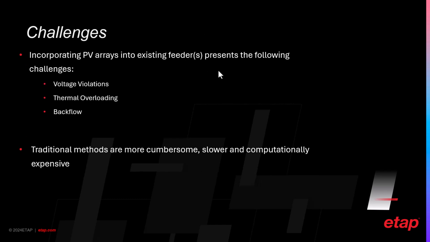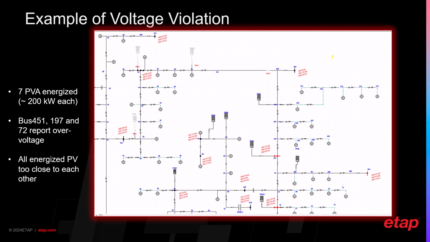So there are some challenges that accompany placement of a PV, as described in the earlier technical constraints. Voltage violations, thermal overloading, backflow are some of the challenges that exist when you place a PV. Now, trying to address these challenges in a traditional method would be very cumbersome, slow, and computationally expensive. So let me give you an example. In this case, I am looking at the IEEE 123 node test distribution system, a modified version of it where some solar PV panels have been placed on some buses.